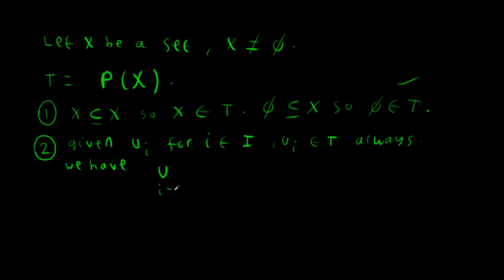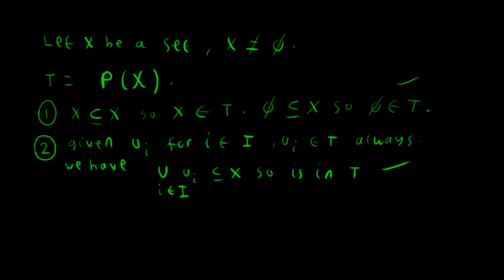Let me just put the union over i in capital I of the U subscript i's is a subset of X, so it is in T. And if you want to check this more thoroughly, you know that each individual U subscript i is a subset of X. So the union is also going to be a subset of X, because if you take something in the union, it's going to be an element of X, because it belongs to one of those U subscript i's, and since they're subsets of X, it's going to be in X, so this will be a subset of X. So this is in T, so we're good.